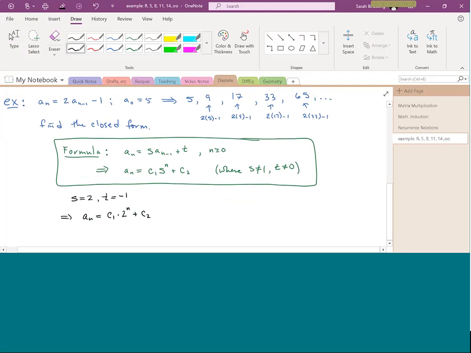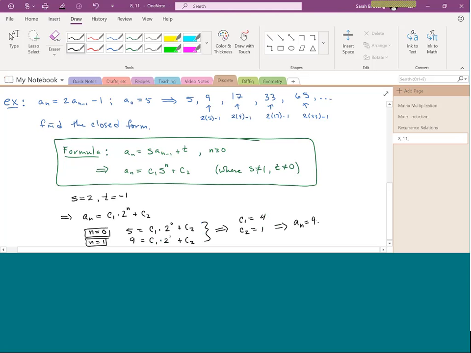And it turns out when you solve for these, you would take the first 2 terms in the sequence. So n equals 0. First term would be 5. So 5 equals C1 times 2 to the 0 plus C2. And n equals 1. The second term there was 9 equals C1 times 2 to the 1 plus C2. You'll solve for C1 and C2, and I'm just going to give you what they are since we're out of time. C1 would be 4, C2 would be 1, which then tells you that your final answer here is 4 times 2 to the n plus 1.